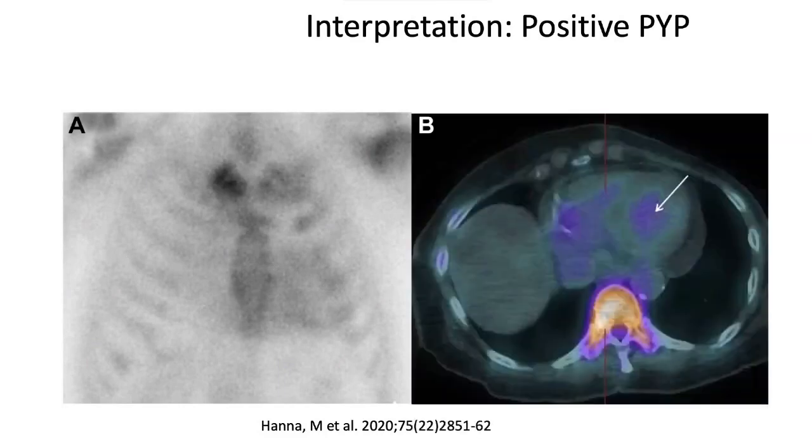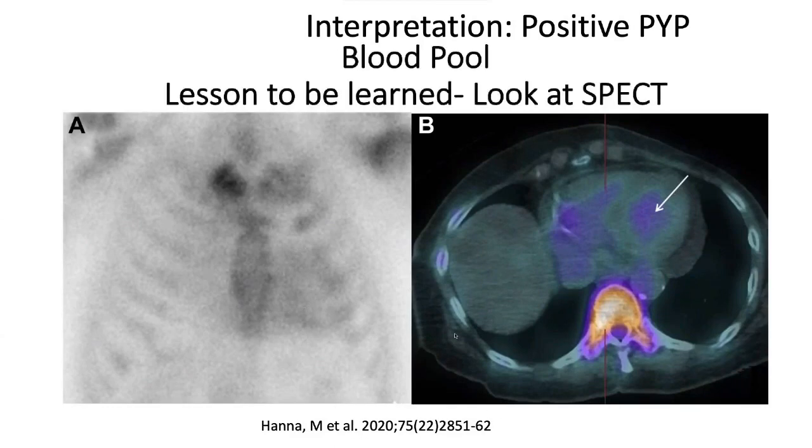They then do a SPECT-CT, and lo and behold, big blood pool. Myocardium, no real uptake. So this SPECT-CT is really important, and this really helped make the diagnosis of this. So we're seeing blood pool that's accounting for the high counts here. So the lesson to be learned is look at the SPECT.